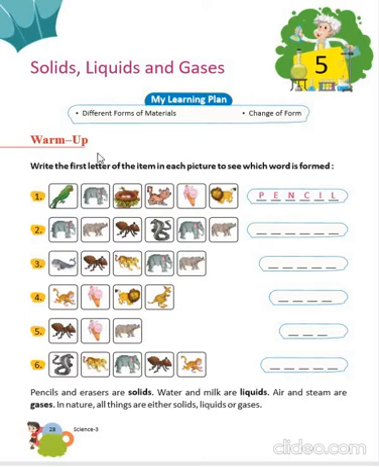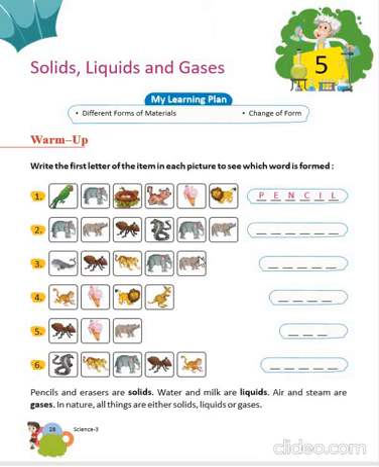In this, we have to identify the first letter of each item and then we have to find the word which is formed by joining the first letter of every item. As it is done, P for parrot, E for elephant, N for nest, C for cat, I for ice cream, L for lion. So pencil is formed.